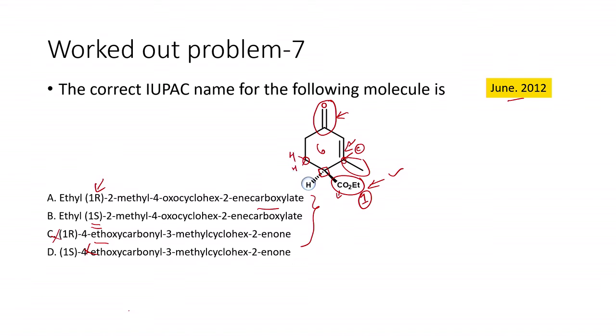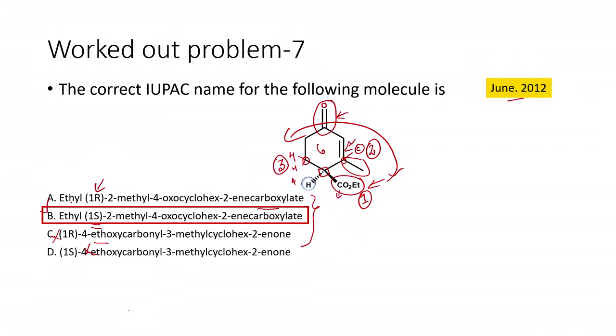So, we can say this carbon will get the second priority and this carbon will get the third priority, and of course, the fourth, the least priority hydrogen is away from the observer. So, how are these 3 groups present? 1, 2, 3, they are in the anticlockwise direction. So, we can say this is going to be the S isomer, and obviously, the answer is going to be the S isomer. So, the name for this compound is ethyl (1S)-2-methyl-4-oxocyclohex-2-ene-carboxylate.